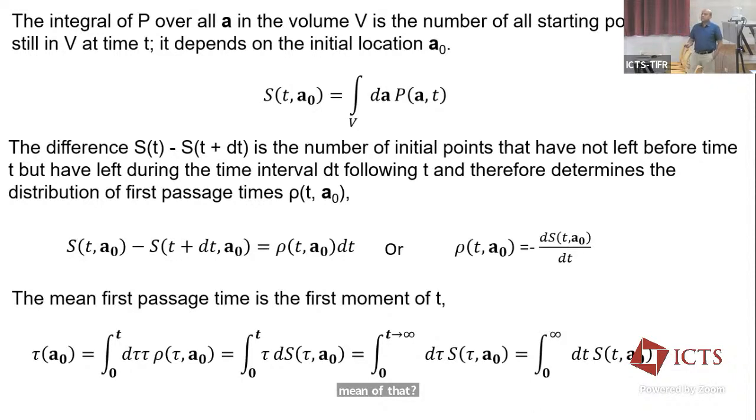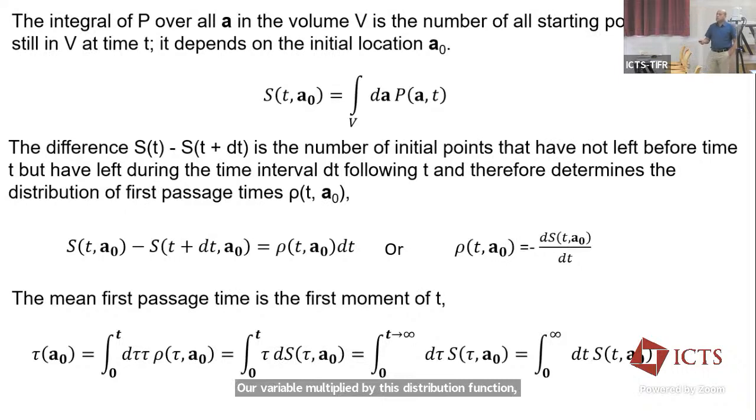Now we know what rho is. If we substitute it there, ultimately we will be getting the integral of d tau S(t). And if we do the integration by parts and take the limit t tending to infinity, because we want to apply this boundary condition, ultimately we will land on this particular equation, the integral from 0 to infinity of S(t, a0) dt. This is the relation.